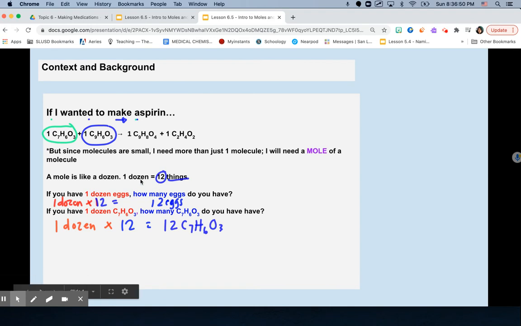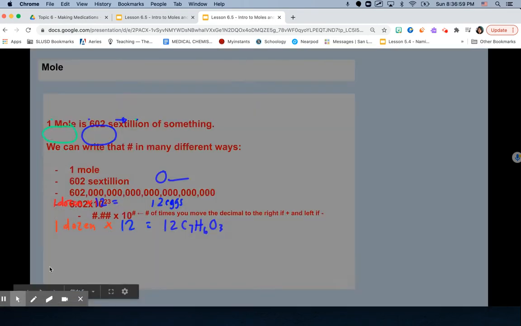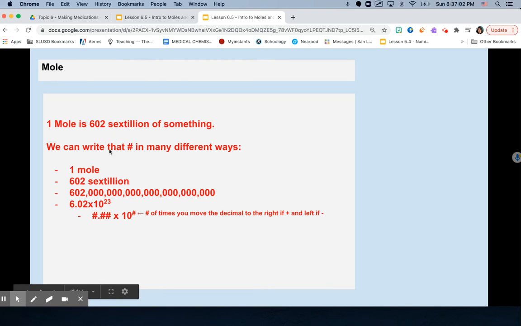So if a dozen is 12 things, a pair is 2 things, how much is a mole? Well, a mole is 602 sextillion of something. So I would definitely write this information down in red. 1 mole is 602 sextillion of something. You can write that in different ways. 1 mole is 602 sextillion spelled out. If I wrote out all of the numbers, it's 602 with 21 zeros at the end.